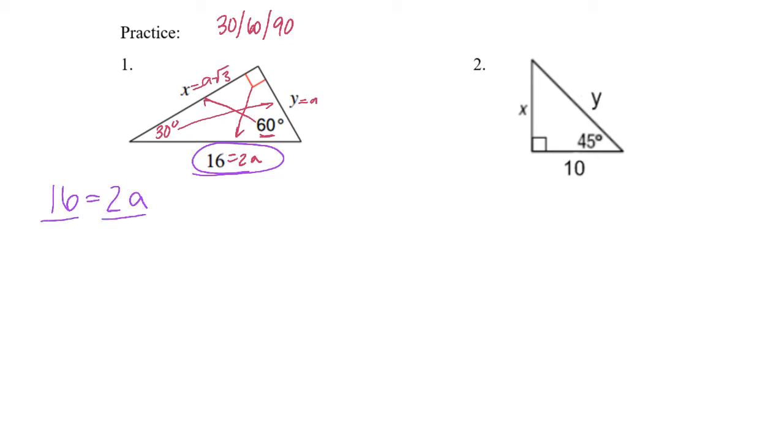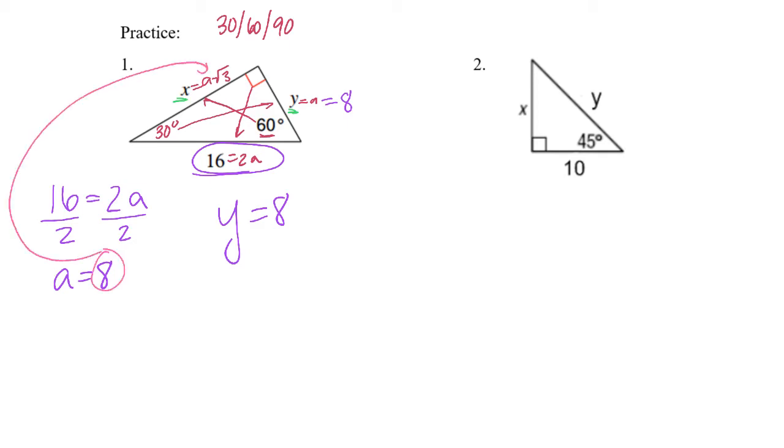16 equals 2A, divide by 2 on both sides. So A equals 8. Okay, now we know that A equals 8, but remember our goal here is to solve for X and Y. We know that A equals 8, so we are getting somewhere. Look, right here, we have that Y equals A. So if Y equals A, we can say that Y also equals 8 because A is 8. So Y equals 8. Now we need to take that A value and plug it in here for X.